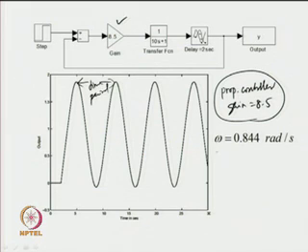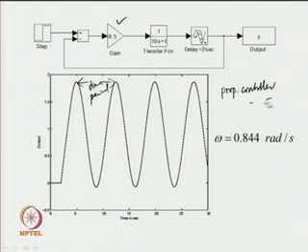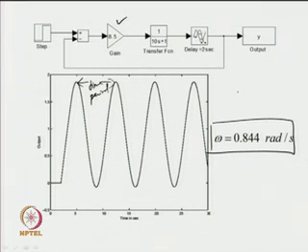From the time period, we find the frequency of the sustained oscillatory output signal to be 0.844 radian per second. Therefore, the signal has a frequency of omega equal to 0.844 radian per second. What other things do we have now?